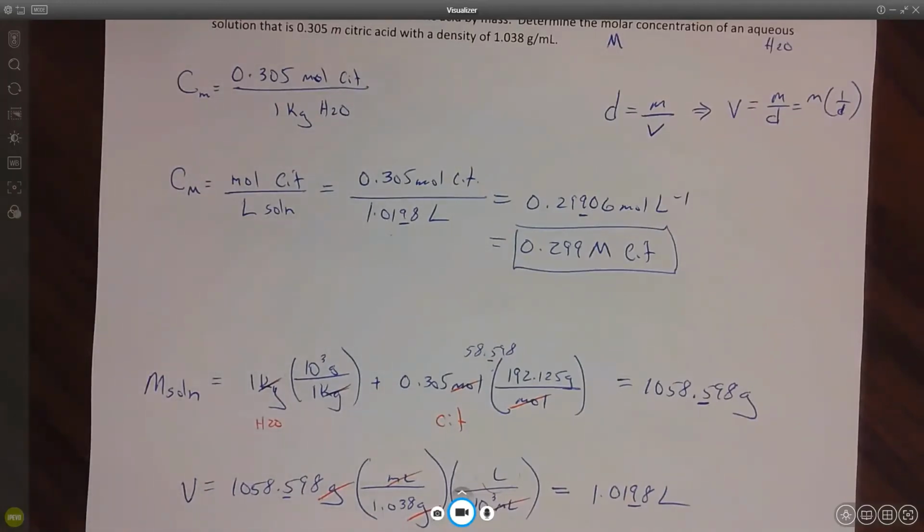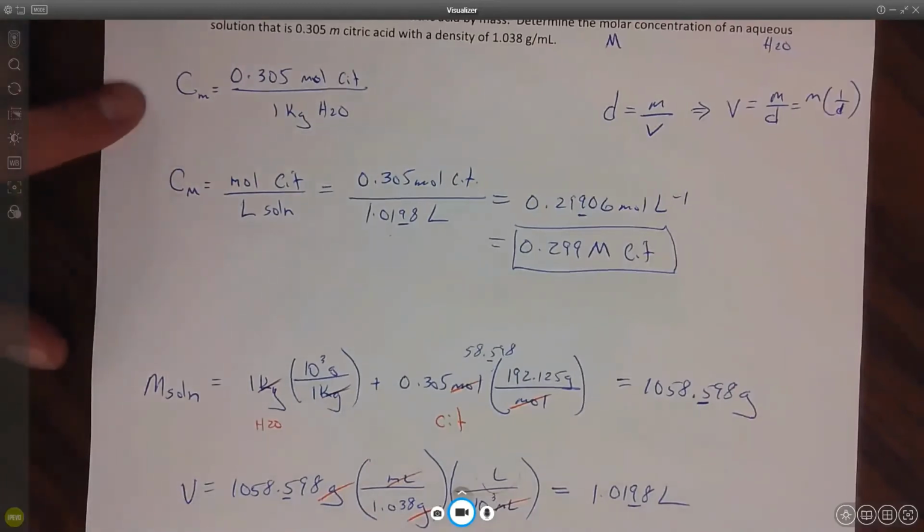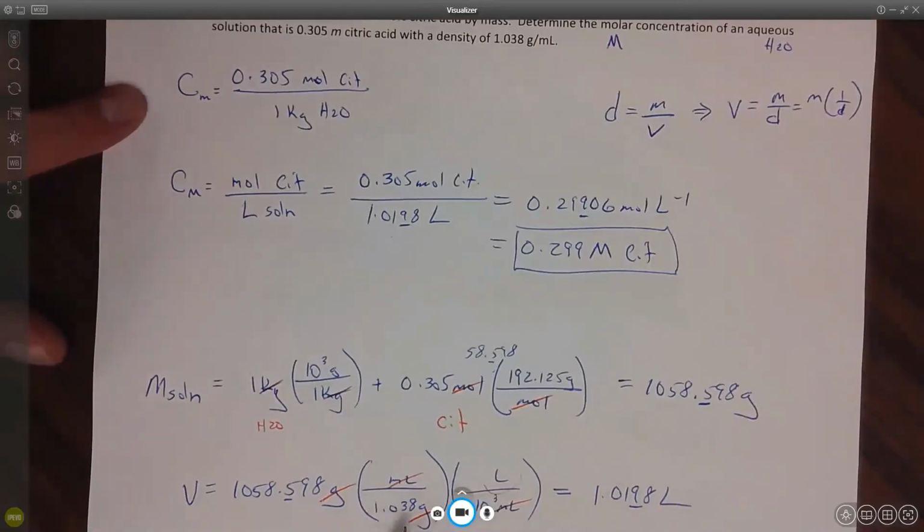Can I just clarify something? Yep. So your density is the water plus the citric acid. That's the density of the whole solution. Therefore, you need the mass of the whole solution. Now, if you were going the other way, from molarity to molality, then you need the density of the solvent, just the density of the solvent.